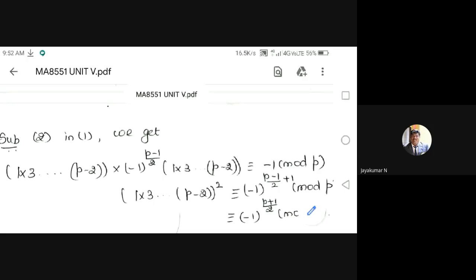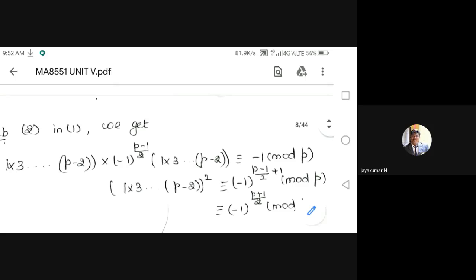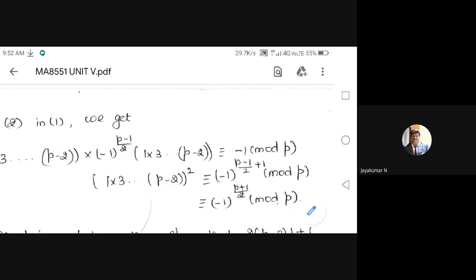Now multiplying both sides by minus 1 to the power P minus 1 by 2. Okay, so in the left side, minus 1 to the power P minus 1 by 2 is again multiplied with minus 1 to the power P minus 1 by 2, which means minus 1 to the power P minus 1 by 2 the whole square, which becomes plus 1. In the right side, already there is minus 1, so minus 1 into minus 1 to the power P minus 1 by 2.